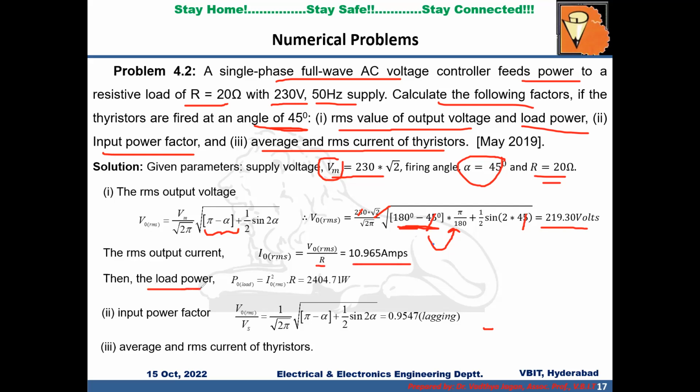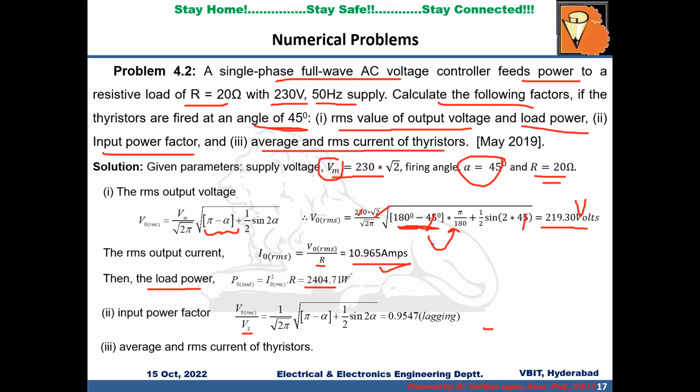And you can easily calculate load power, which is V naught RMS into I naught RMS. V naught RMS is this much, multiplied by I naught RMS, that will give a current of around 2, and a power of 2404 watts. Similarly, the input power factor is V naught RMS divided by Vs.